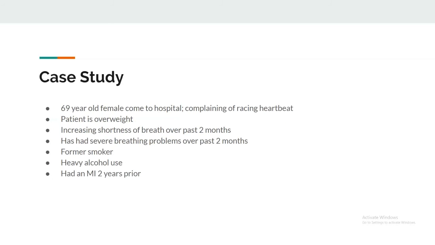For the case study, we analyzed a 69-year-old female who came to the hospital complaining of a racing heartbeat. The patient was overweight, with increasing shortness of breath over the past 2 months. She had severe breathing problems. She was a former smoker and a heavy alcohol abuser. Fun fact, she had an MI 2 years prior, so there are some connections there.